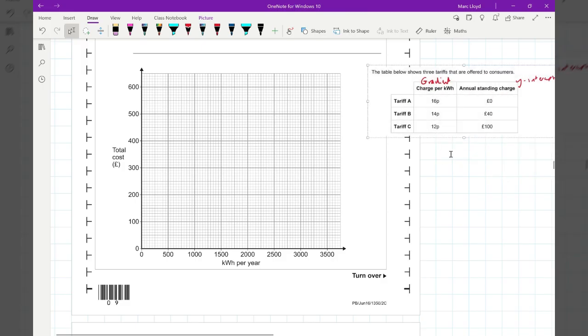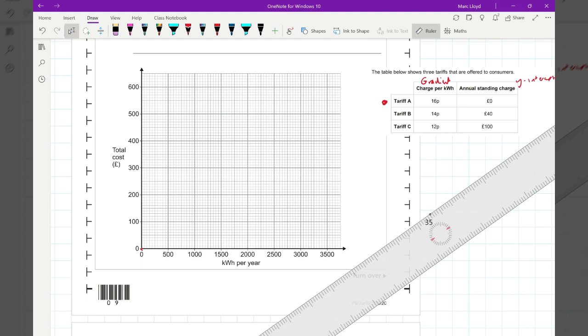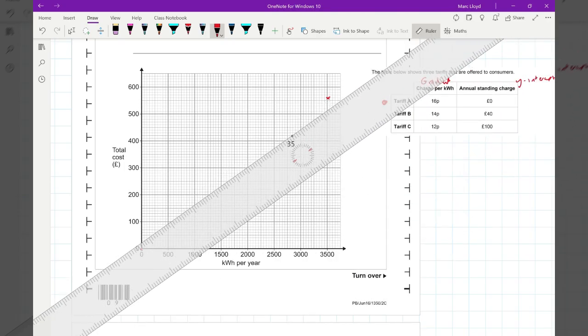So first things first for this diagram, sorry, tariff A. If I work out how much it's going to cost for 3,500 kilowatt hours, and that's at 0.16, gives me 560. So I just need to plot my graph like that. Oh, I'm in blue. I need to be in red. Don't know why that changed. Like so. I can now draw my graph.